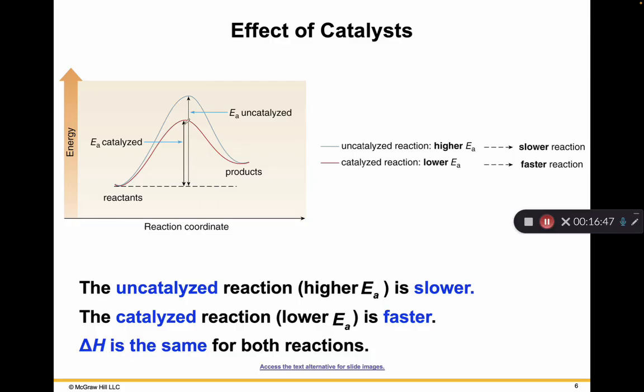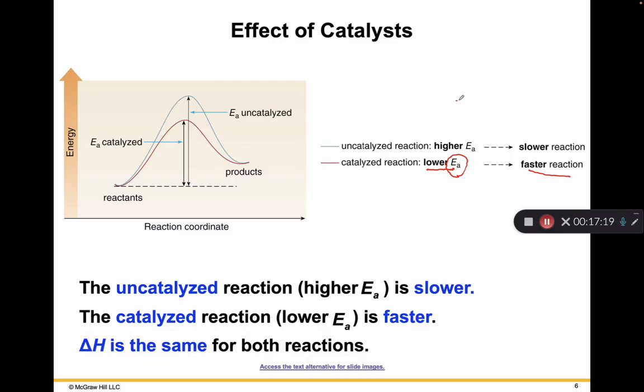Now the hill is much lower in height. It means now more and more reactants can cross over that energy barrier and form the products faster. So it is always the catalyst reaction. The reaction that has the catalyst in it, we call it a catalyzed reaction, will have a lower value of activation energy, and then the reaction will be faster.